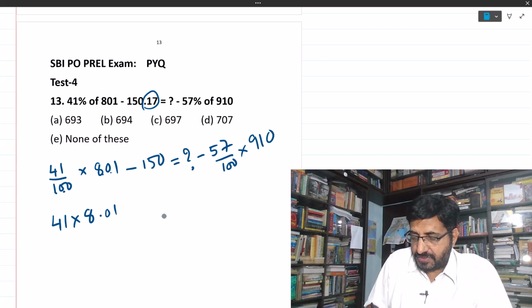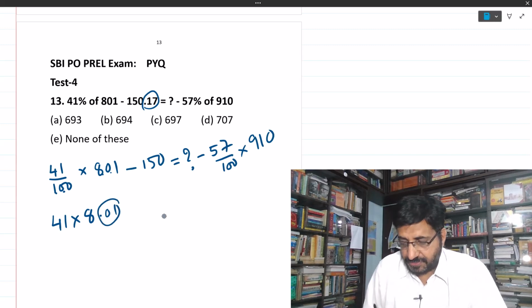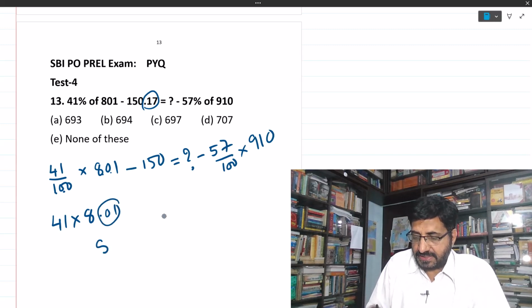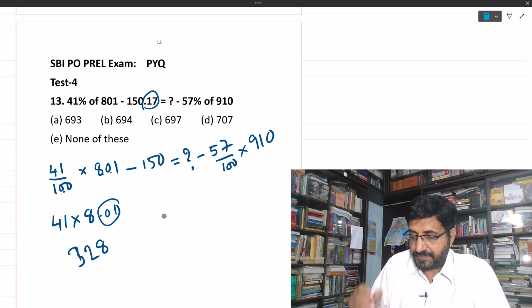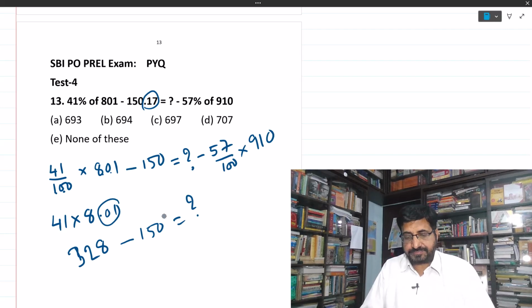This 0.01 I can neglect. So 41 into 8 is what? 8 1s are 8, 8 4s are 32. It is 328 minus 150, because the question mark, let it be, we bring to this side.